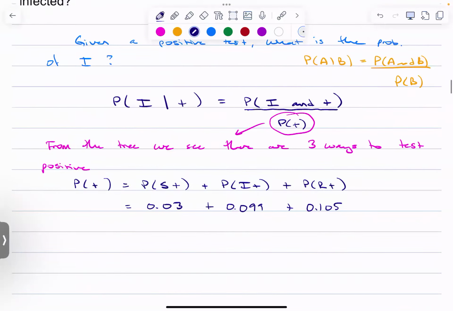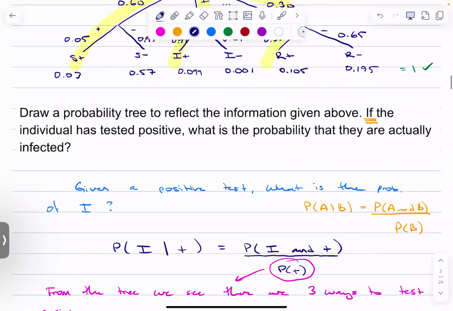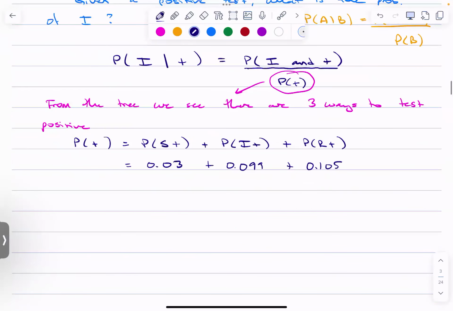Let me just confirm that. 0.03, wish I could have it on the same screen. 0.099, 0.105. Can add these up. 0.03 plus 0.099 plus 0.105, 0.234.